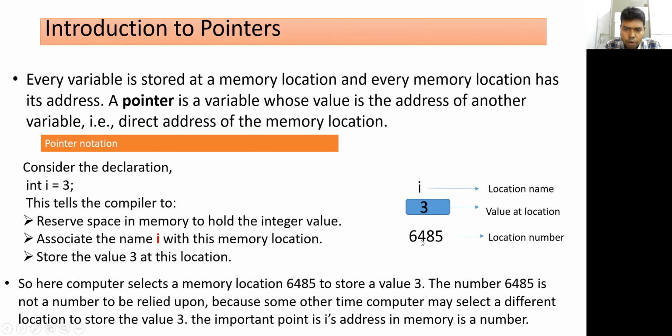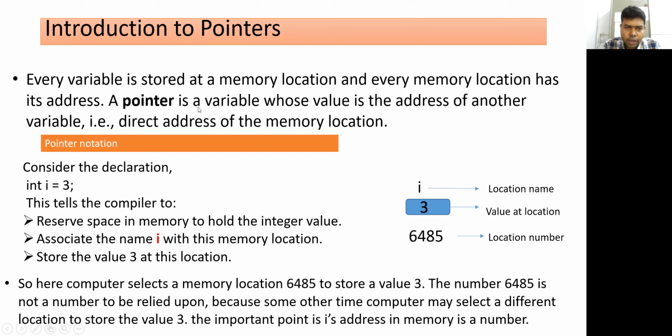Now when this memory location is reserved for storing this variable, the variable's name is I and the value is 3. Now you see, the memory location which we have selected, like 6485, is not a fixed memory location. If we run the program the next time, it may occur that this variable I is stored at some other memory location. So this space is basically dynamic in nature. Every time we run a program, this memory location can change.